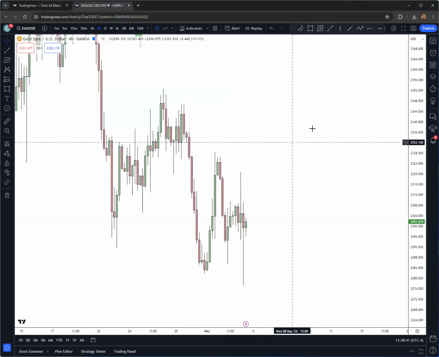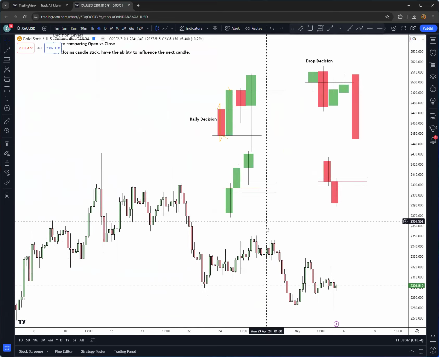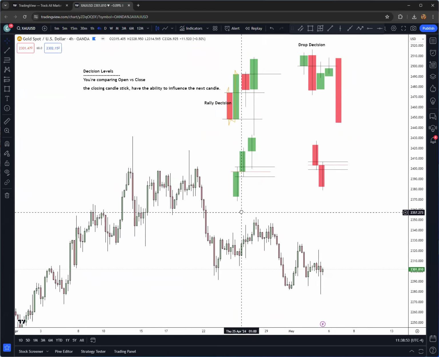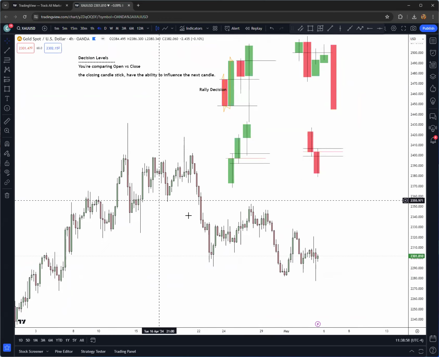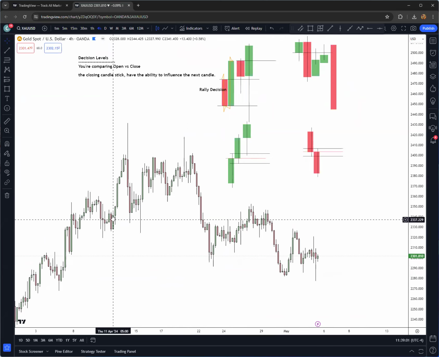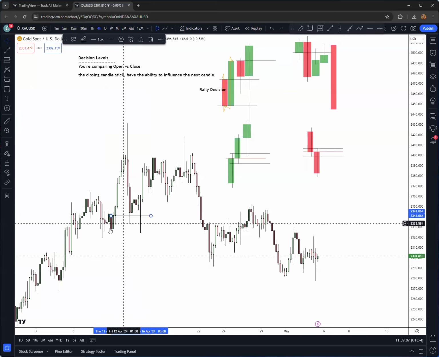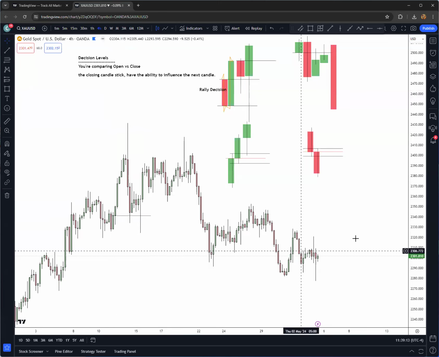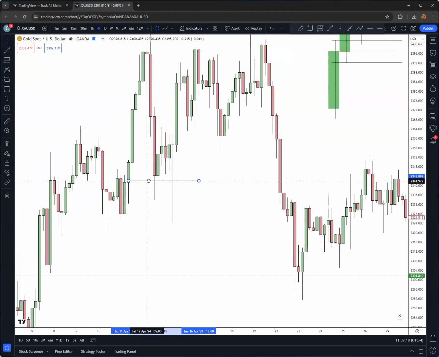So I will remove this. So let's see. We have the two types of decision levels. Now, people have been hitting me up asking about, oh, there's so many decision levels. Yes, there are. I don't focus on these that much because these are just continuation. I focus more where there are reversals, like this one right here. All right. The open of this green candle closed above the open of this red candle. So from a decision levels standpoint of trading, that is where the level actually is.